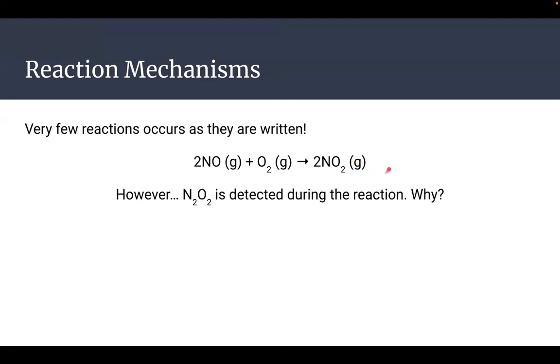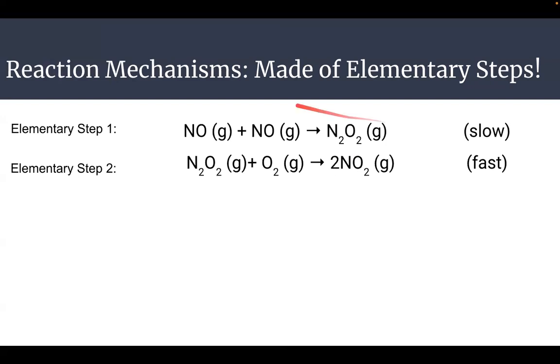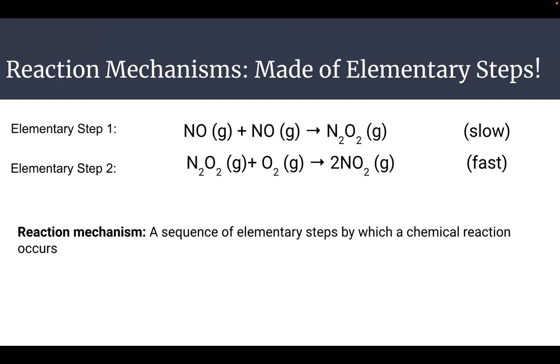The reason is that this reaction doesn't just happen in one step. It actually happens in multiple steps, and those multiple steps are called elementary steps. When I have a sequence of elementary steps by which a chemical reaction occurs, we call that a reaction mechanism. So a reaction mechanism is both of these elementary steps here. The mechanism tells us that for this reaction to occur, elementary step number 1 occurs, and then elementary step number 2 occurs. Elementary step number 2 cannot occur if the first step does not happen.